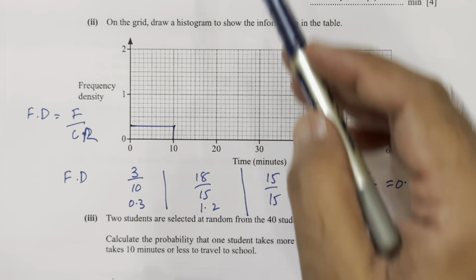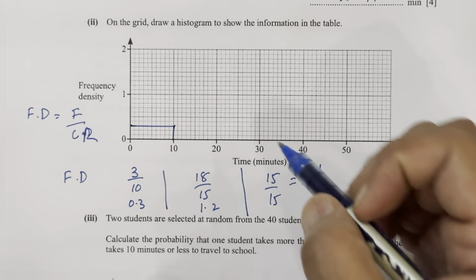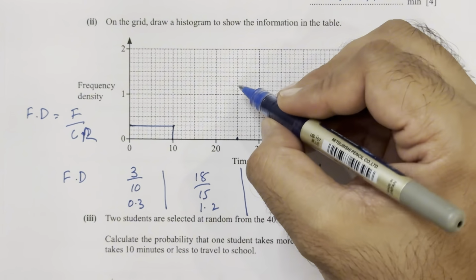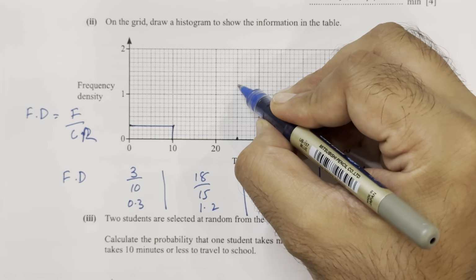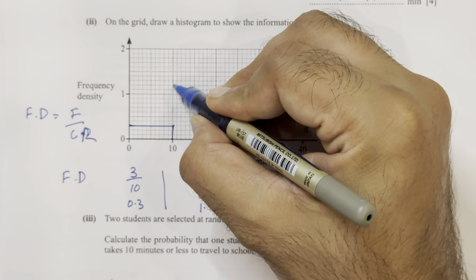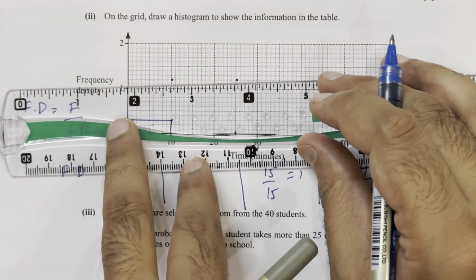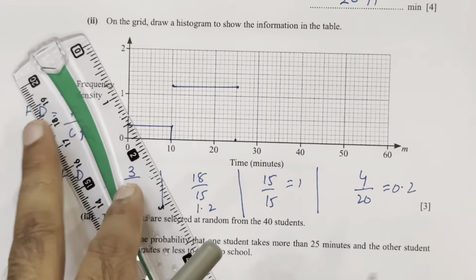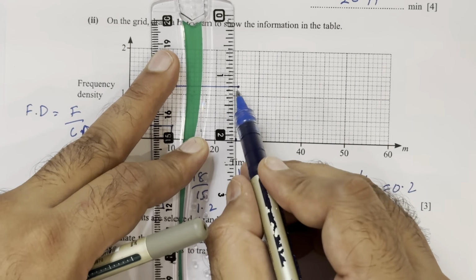Okay, for values 10 till 25, 25 is here. The frequency density is 1.2, and 1.2 would be 1.1, 1.2, and over here 1.2 would be here. So you can draw the box over here.